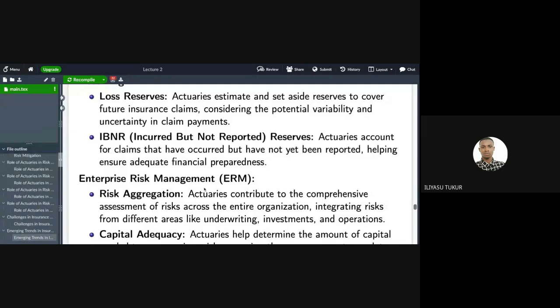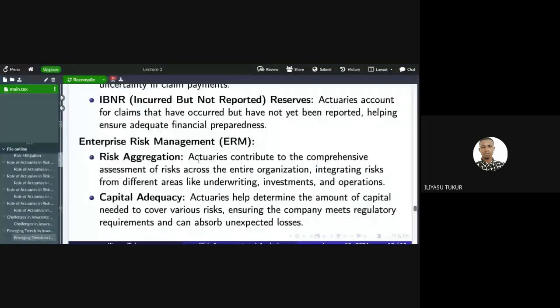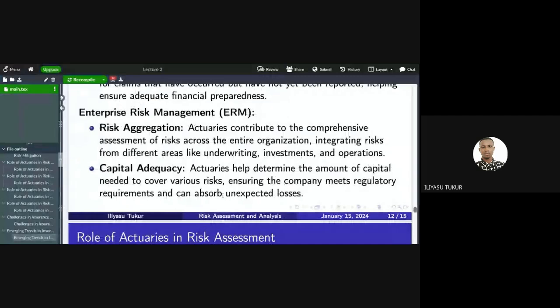Enterprise risk management. Risk aggregation contributes to the comprehensive assessment of risks across the entire organization, integrating risks from different areas like underwriting, investment, and operations we just mentioned. Capital adequacy, this is talking about solvency. It helps to determine the amount of capital needed to cover various risks, ensuring the company meets regulatory requirements and can absorb unexpected losses.